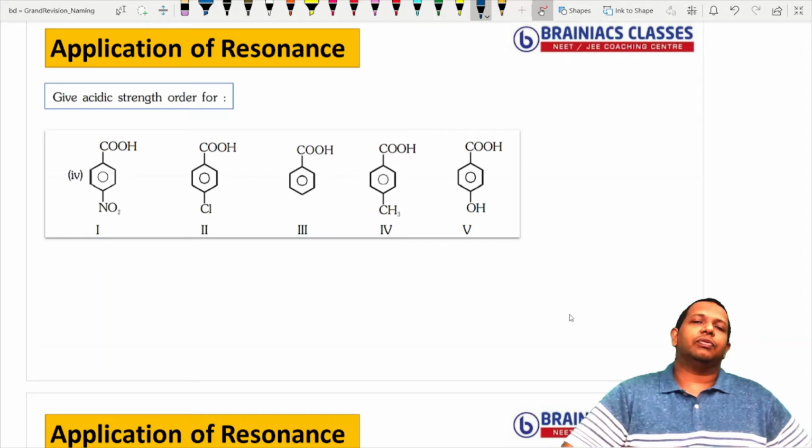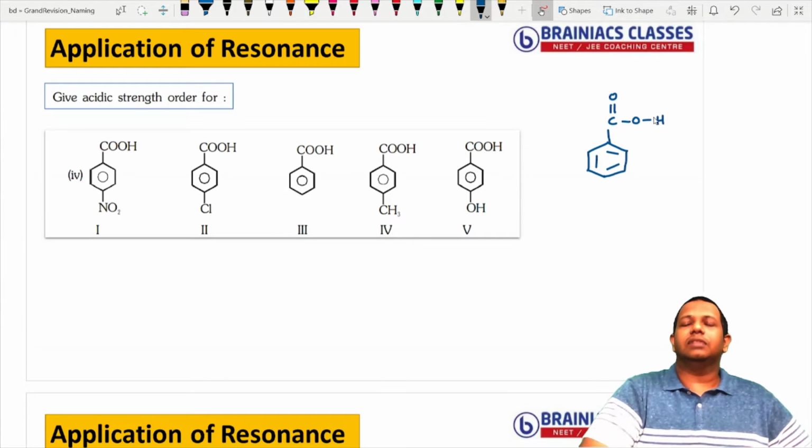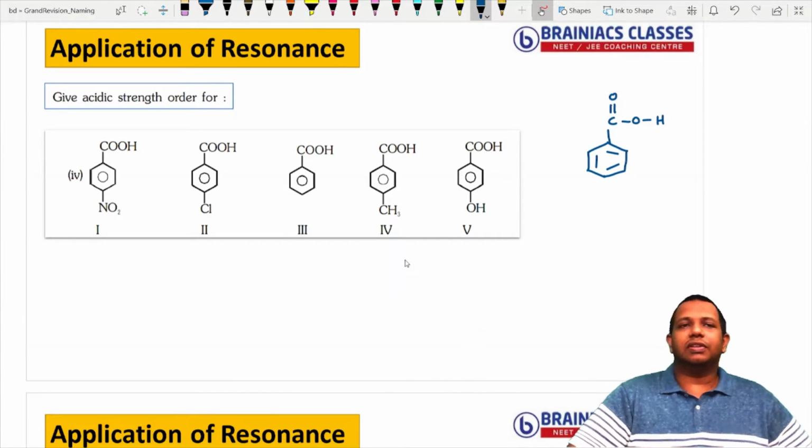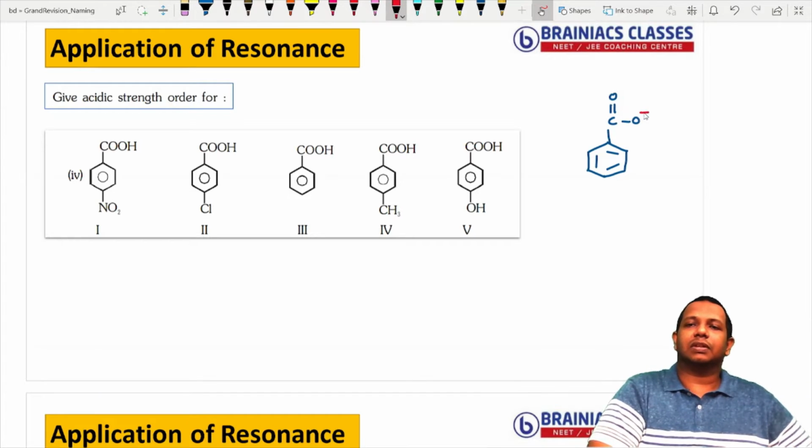So listen here, for benzoic acid we have a special case. I am drawing that. Okay, this is basically benzoic acid. Let's compare. So you have the benzene ring and you have C double bond O, OH. This is my benzoic acid. Now listen here, after donating the H plus, what will happen? This will get donated, so there will be a negative charge coming here, correct?